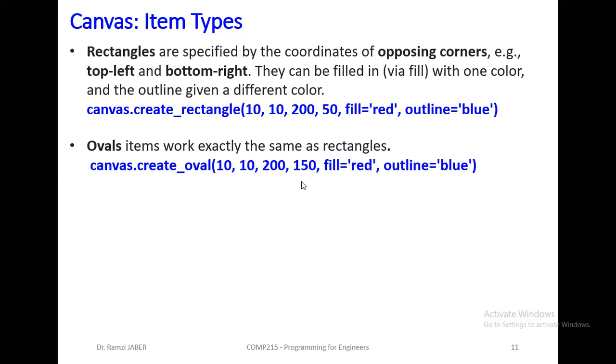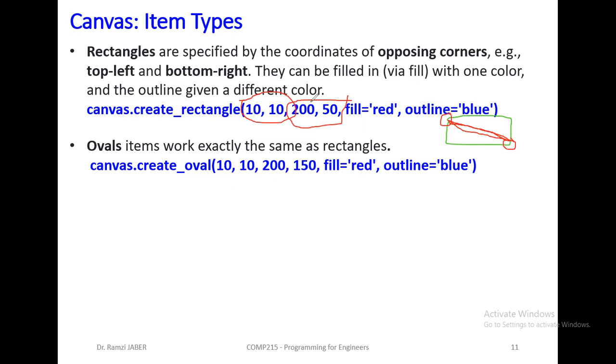Oval, the same. First point, second point is the diagonal of the oval, the opposite sides, okay? The extreme sides. As a fast example, let me draw. This is a rectangle. I want to draw the rectangle. We give it 10, 10 as the first point here, and 250 will be the opposite point here. So we can draw the diagonal here, okay?